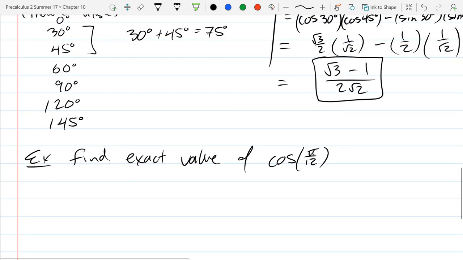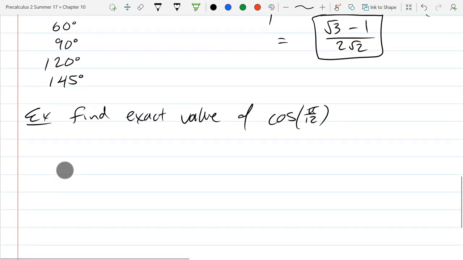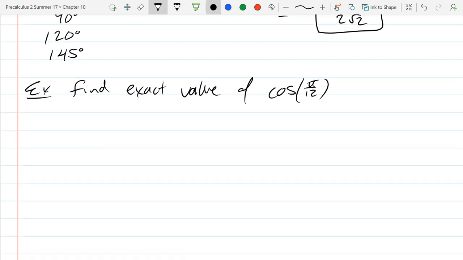So we got cosine of pi over 12. Well, I don't know much about 12ths. However, I'll write my known angles. So I could do 0, pi over 12, 0 pi, pi over 6 is my next smallest angle. Ooh, very unprofessional. Pi over 4, pi over 3, pi over 2.